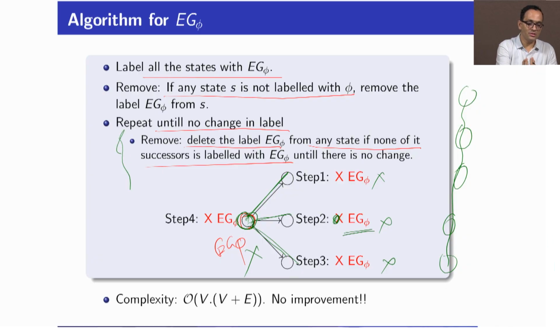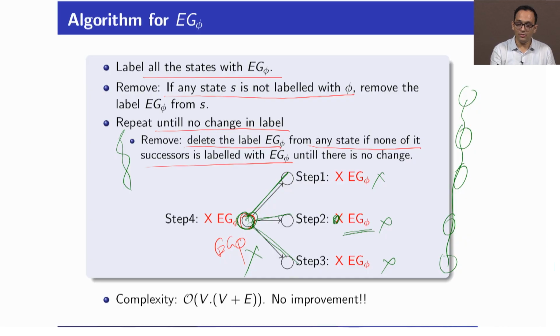Initially, I remove the states that are not marked with phi, so the set shrinks once. Then I repeatedly find states none of whose successors is labeled with EG phi, and I remove the label from those also. This will shrink again. I keep doing it until I get a fixed point. Now the question is, once you get a fixed point, how do you guarantee that EG phi actually holds here? So, now I found all the states.